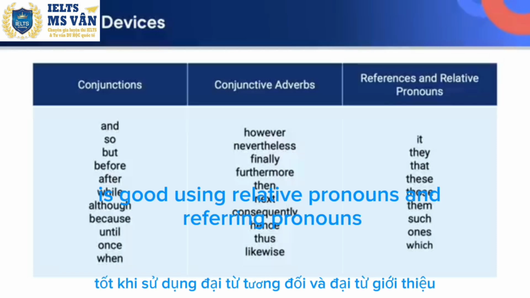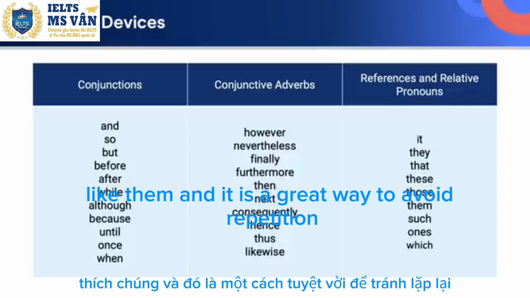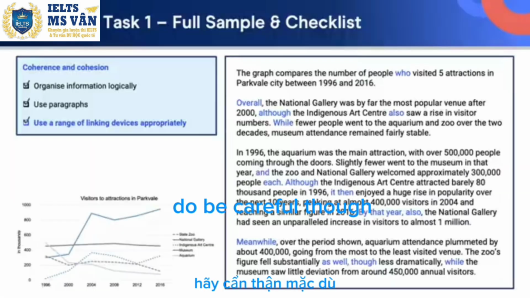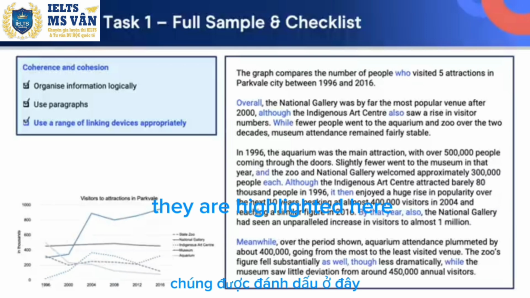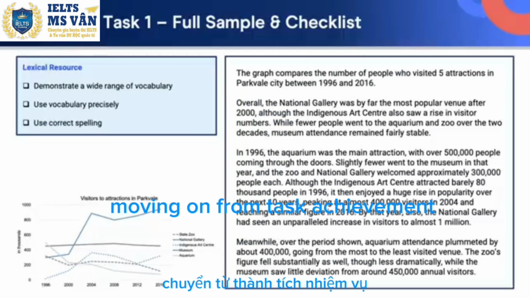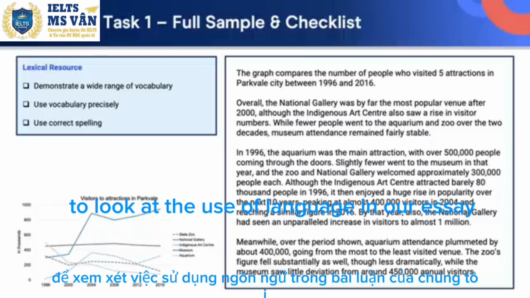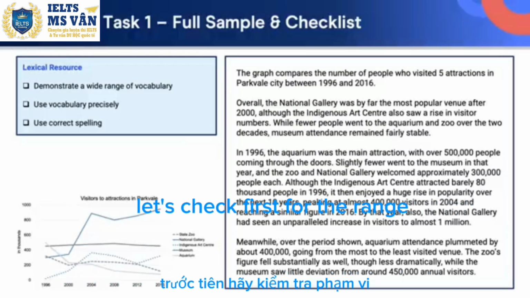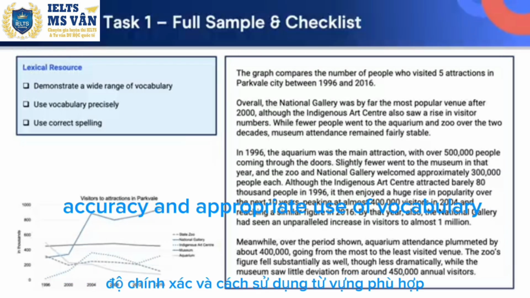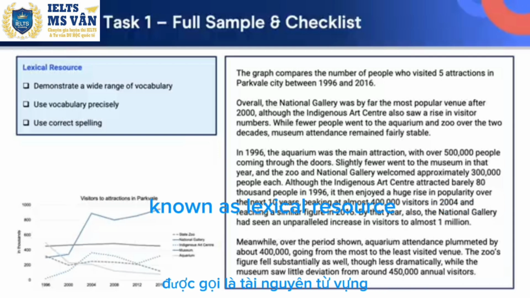Using relative pronouns and referring pronouns like them and it is a great way to avoid repetition. Do a range of linking devices appear in the sample's response? They are highlighted here. Moving on from task achievement and coherence and cohesion to look at the use of language in our essay, let's check first for the range, accuracy, and appropriate use of vocabulary, known as lexical resource.